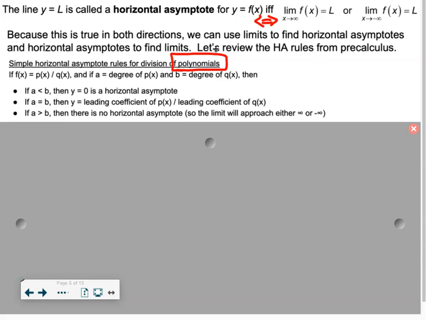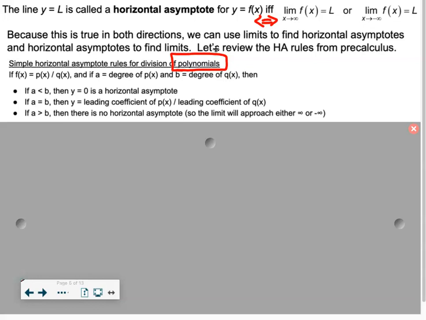If the degrees are the same, then your horizontal asymptote is the quotient of the leading coefficients. So the coefficient of the term with the highest exponent. Do you guys know the coefficient is the number in front? Okay. All right. So if they're the same, it's the quotient. The horizontal asymptote is the quotient of the leading coefficients. If the top is bigger, there is no horizontal asymptote. What does that mean? When there's no horizontal asymptote on a rational function, it means it's either going up to infinity or it's going down to negative infinity.